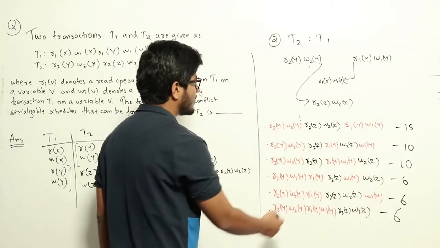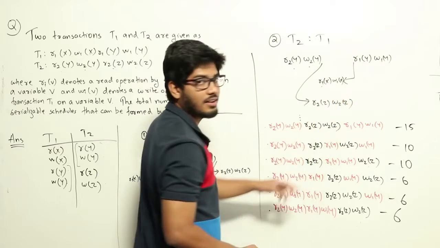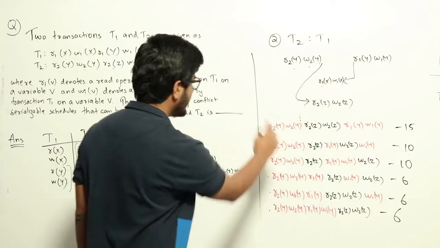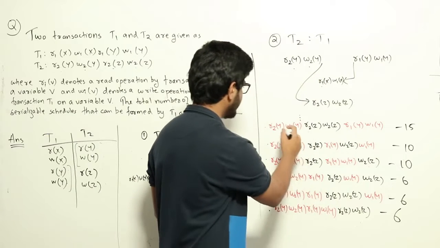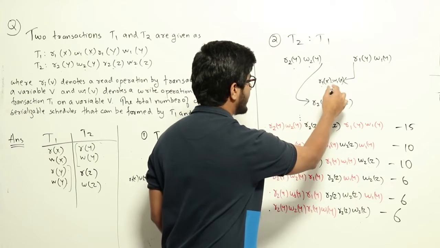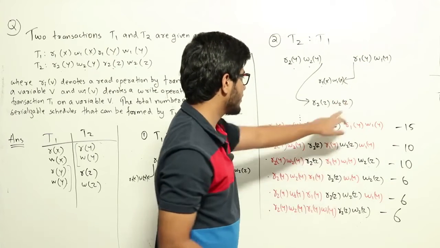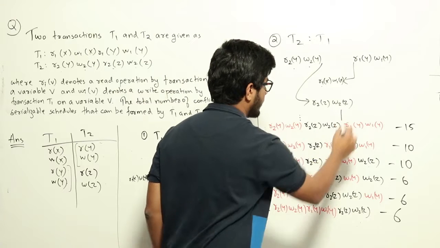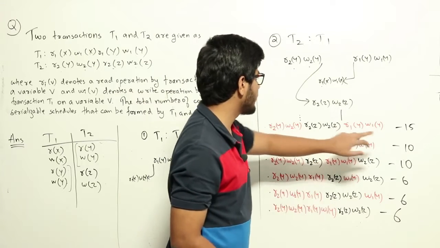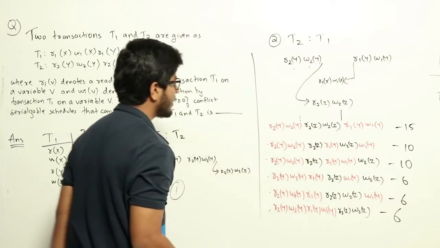Now our task is not over. We need to assign read 1 of x and write 1 of x as well. So in each of these, if you take a look here, read 1 of x and write 1 of x should appear before read 1 of y and write 1 of y. So let's take the first one here. Before read 1 of y and write 1 of y, we have read 2 of z and write 2 of z.